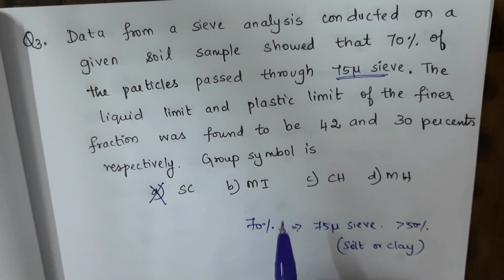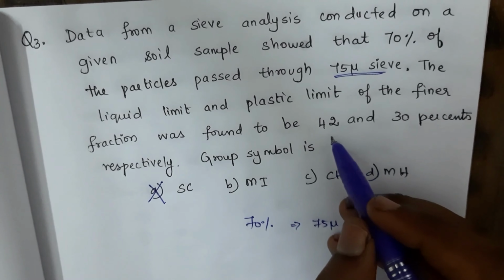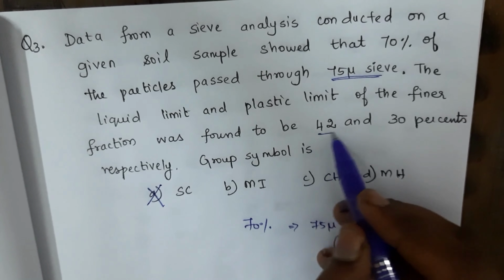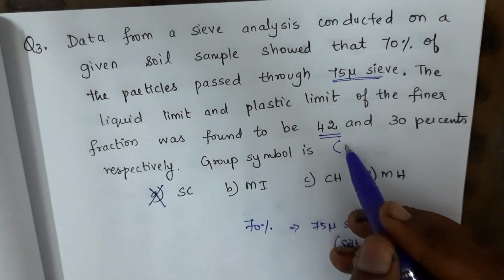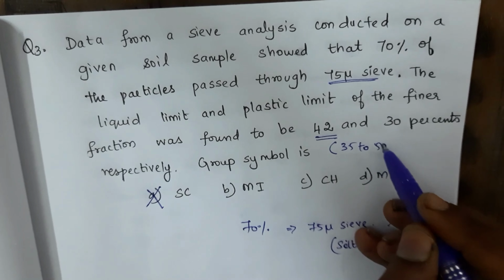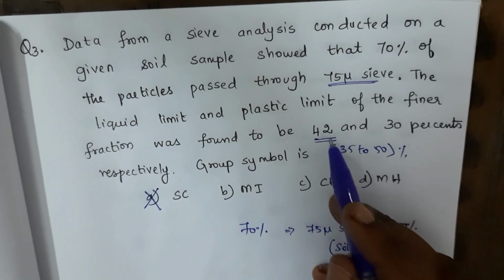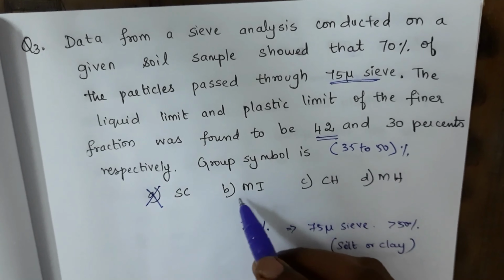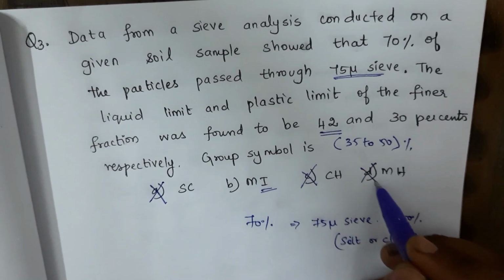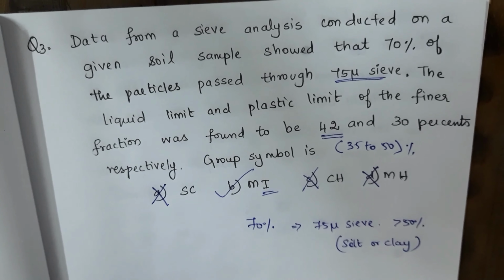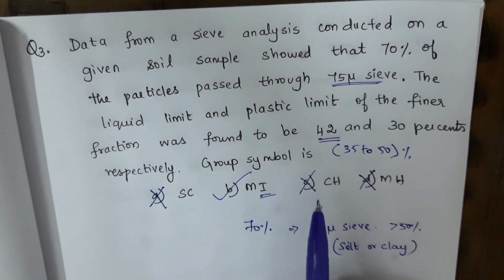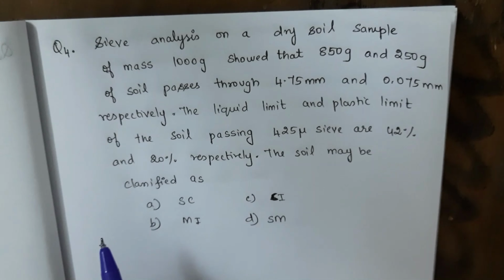We don't have sand. The next hint is the liquid limit. Let's check the liquid limit, and it is 42%. Intermediate compressibility limit, that is 35 to 50%. It lies within this range. So it is I. So we can neglect these two options, and this is the answer. Hope this is easy. You can also draw the plasticity chart to confirm it by yourselves.